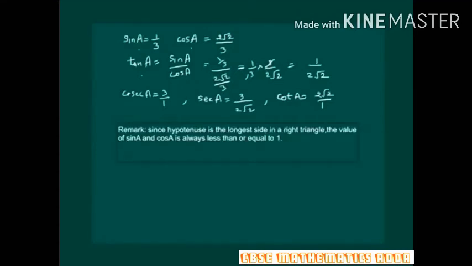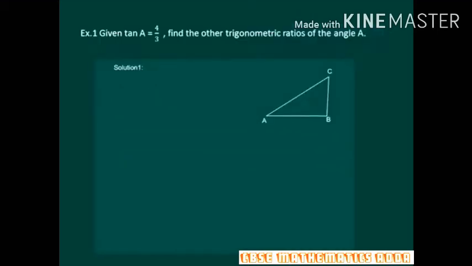And since the hypotenuse is the longest side of the right angle triangle, the value of sin A and cos A is always less than or equal to 1. This is the remark, so you have to remember this one. The hypotenuse is the longest side.